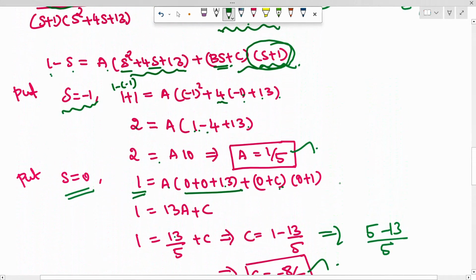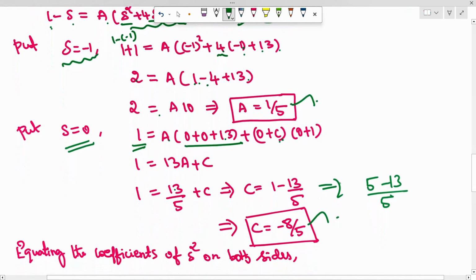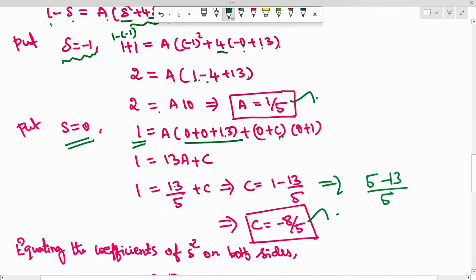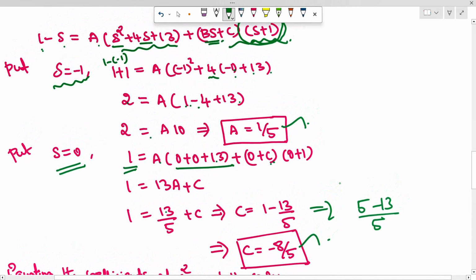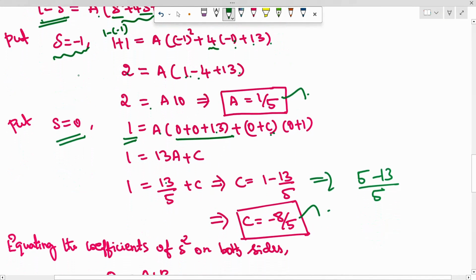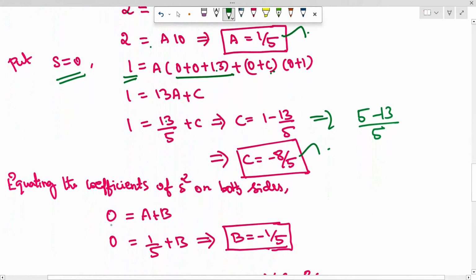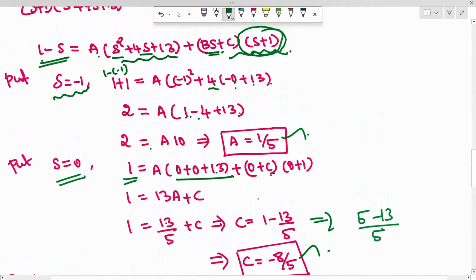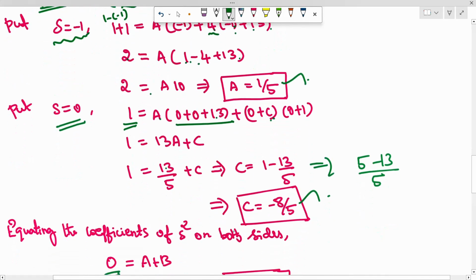One more value, B. We have to calculate the value for B. Now we are going to equate the coefficient of s square term. Okay. Left hand side there is no s square term, which means left hand side value is 0. Okay, equating the coefficients of s square on both sides. Okay, in the right hand side, here only one s square term is there. The coefficient of s square is A, right here, A.